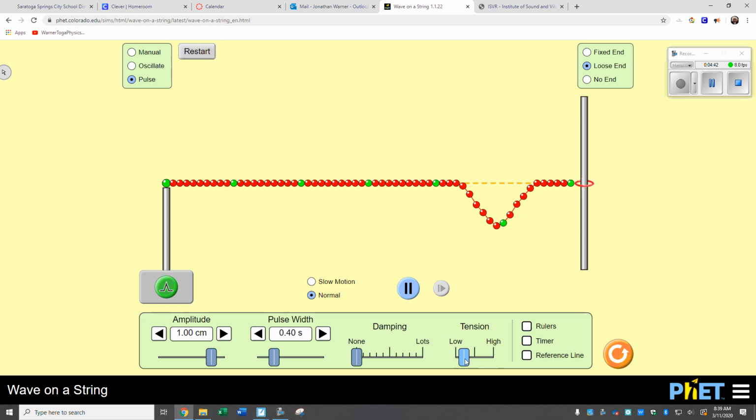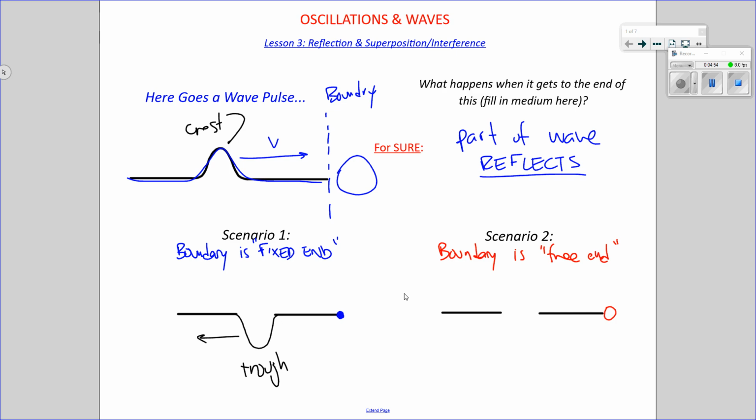Let me slow this down a little bit. Here's a free end, trough stays trough. Here's a fixed end, trough turns to crest. Here's a free end, crest stays crest. So when we get one of these loose ends or free ends, whatever the wave was on the way in, it comes back the same way.